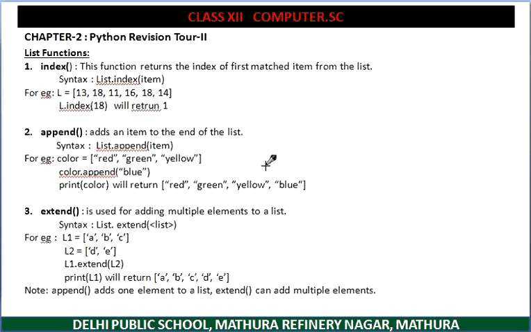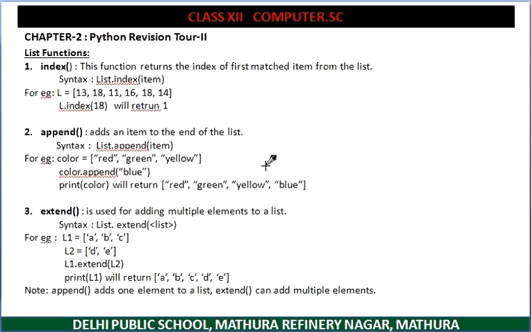Second, append. Append adds a single item to the end of the list. Syntax is list.append(item). For example, color = red, green, yellow, and if you write color.append(blue), it will add blue to the end of the list and give the output red, green, yellow, blue. So append adds a single item to the end of the list.